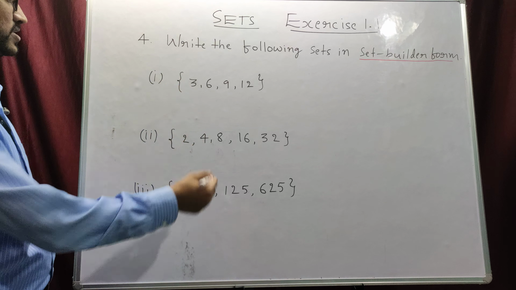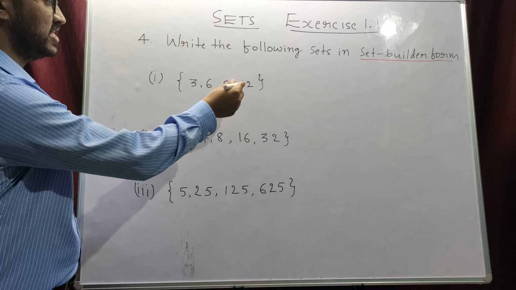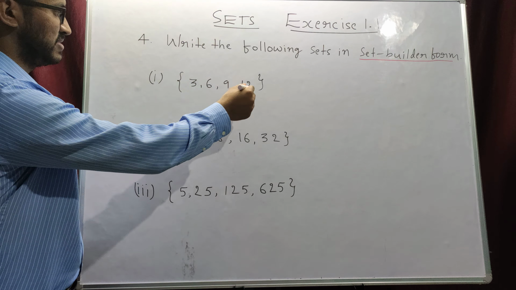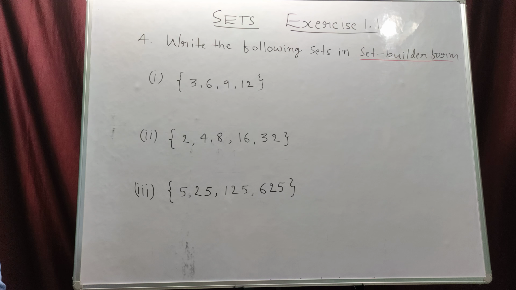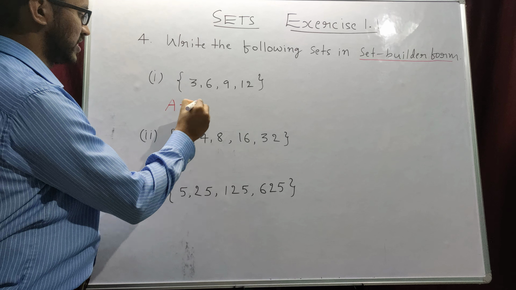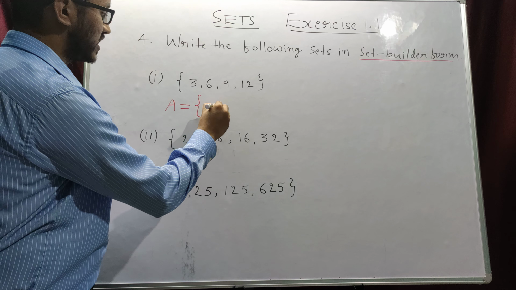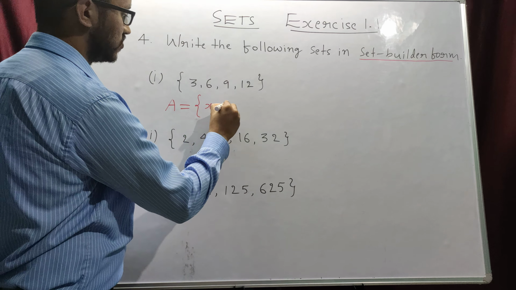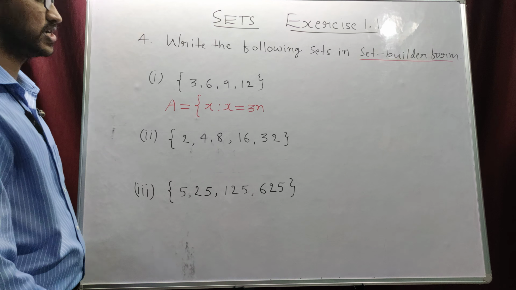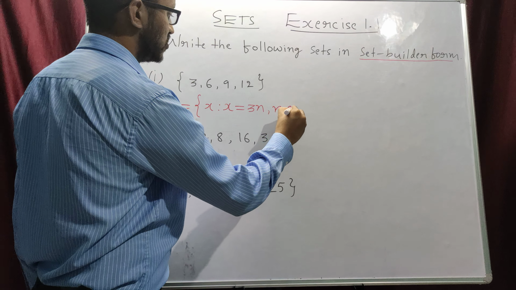So first one, set consisting of elements 3, 6, 9, 12. So if we see the elements, these elements are multiples of 3. So what we can write in the set builder form, some set A is equal to set of all x such that x is equal to 3n. So that is multiple of 3, where n is a natural number.